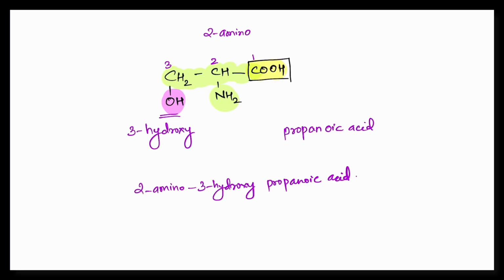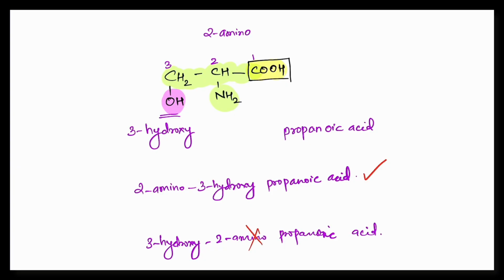Many students make the mistake of writing from the left hand side, and they might write 3-hydroxy, then 2-amino, propanoic acid. And guess what? This might be in one of the options if this is an MCQ question, but the correct way to write is the alphabetic order, which is 2-amino, 3-hydroxy, propanoic acid in this case.